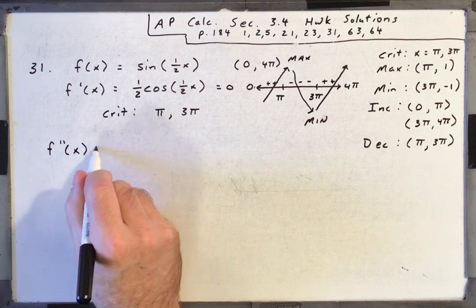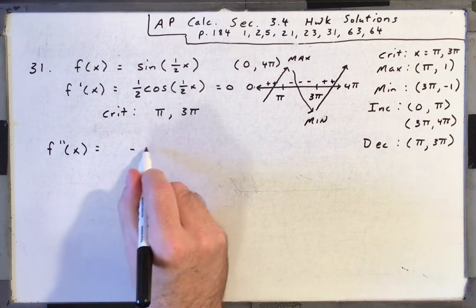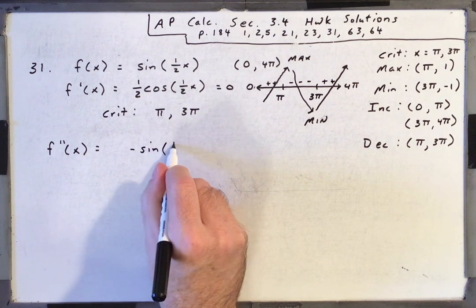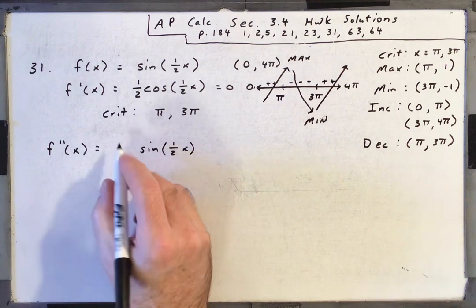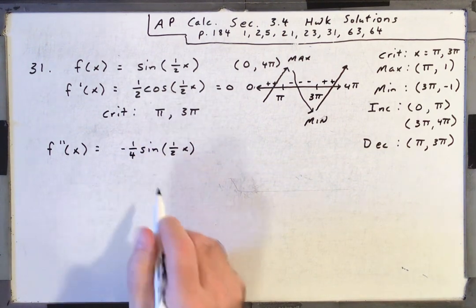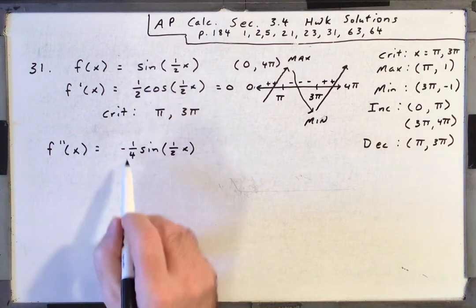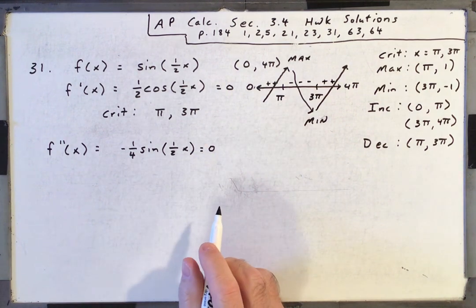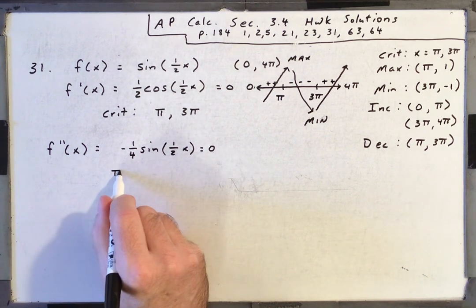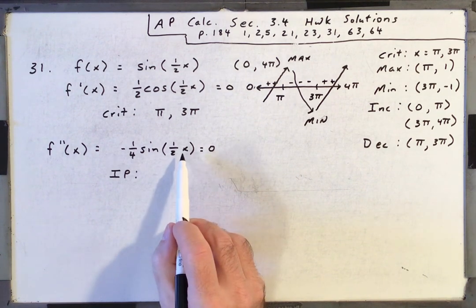All right, second derivative. The derivative of cosine is minus sine. So it's going to be minus sine of 1/2 x times 1/2. And then you have the half out front, so it's going to be minus 1/4. So times 1/2, and then you've got the 1/2 you have to multiply that by, so negative 1/4 sine 1/2 x. Set that equal to 0. Our inflection points would occur then. Sine is 0 at pi, and again at 2 pi.